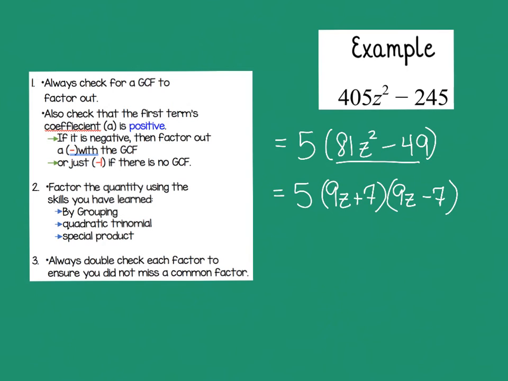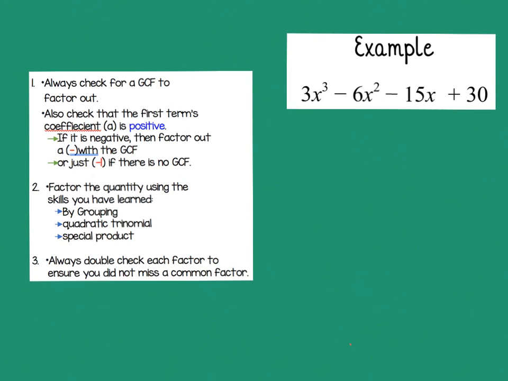And again, you can check. 9z times 9z gives us the 81z squared. Positive 7 times negative 7 does give us the negative 49. This would give us positive 63 plus negative 63 is 0. So the final answer does check out.